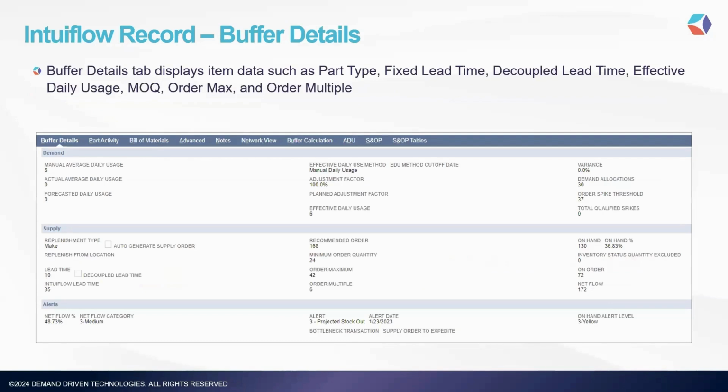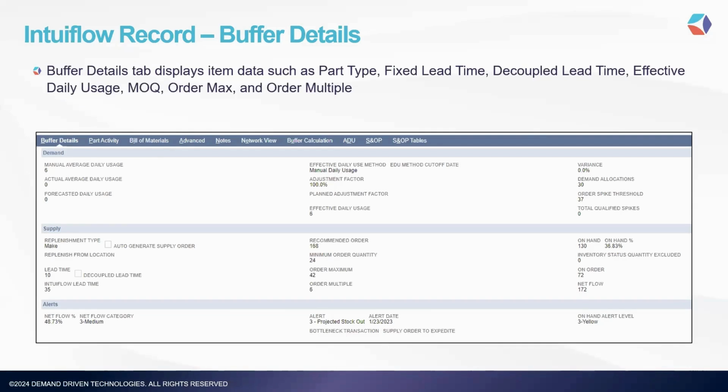Then we have a series of tabs here at the bottom that highlight some key information about the item. So starting with buffer details. So this is kind of similar to the part properties tab at the enterprise version, where you can see key data points such as the usage of the item. So here we have a couple of different options. We have a manual daily usage option, an actual ADU, which is based on your historical consumption, and then a forecasted daily usage option as well.